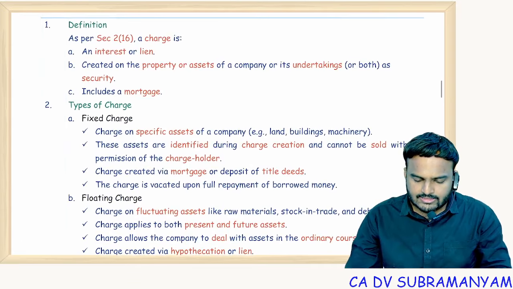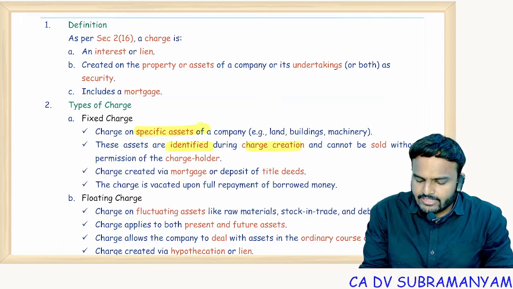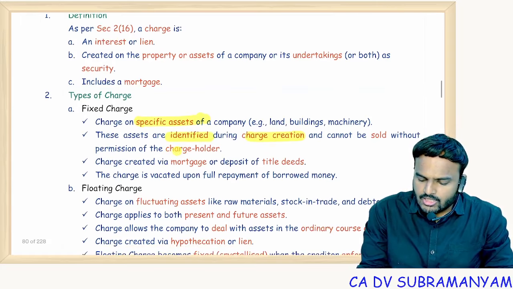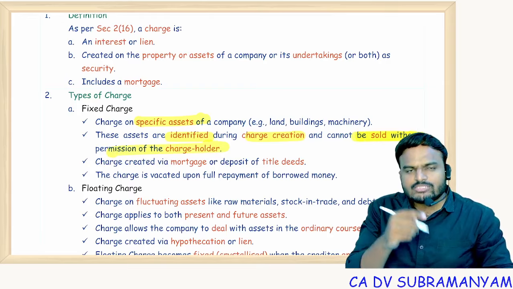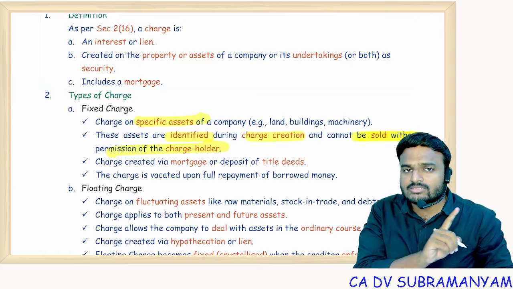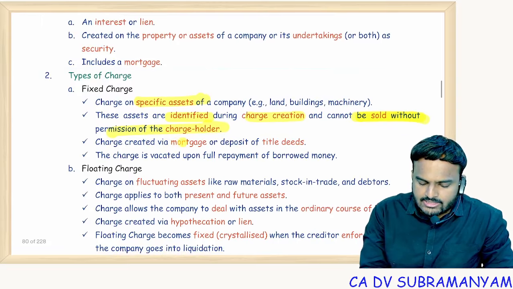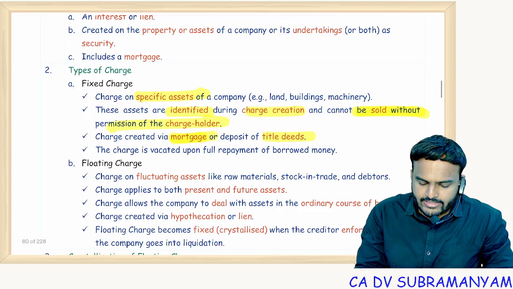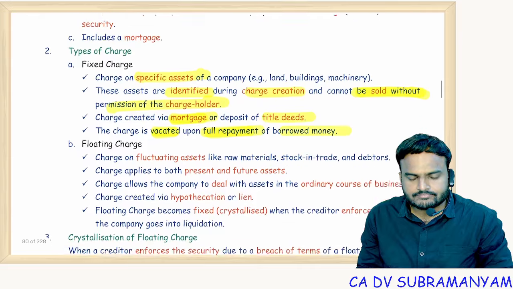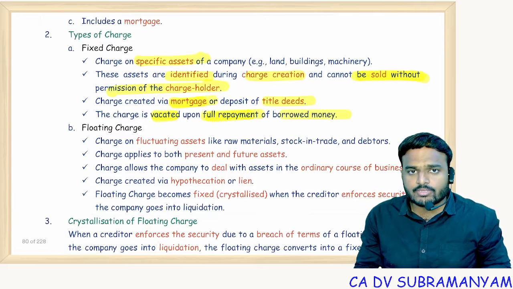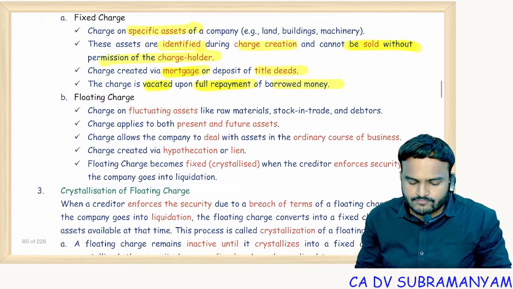So you can see here, fixed charge: identified assets, specific assets identified during the creation of charge, cannot be sold without permission of the charge holder. Even if the value is more, it cannot be sold without the consent of the charge holder. For a charge created via mortgage or deposit of title deeds, the charge is vacated only upon full repayment of the borrowed money. Until then, the property is charged property. You can use it, but you cannot sell without prior permission of the charge holder.